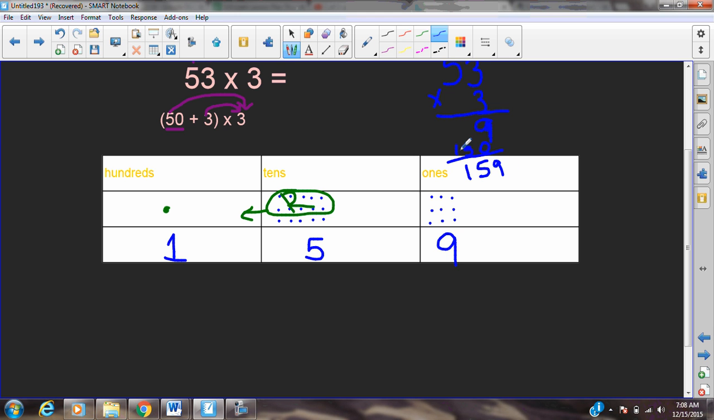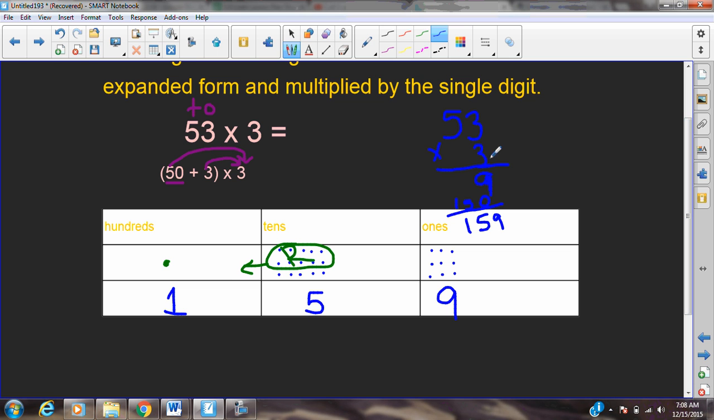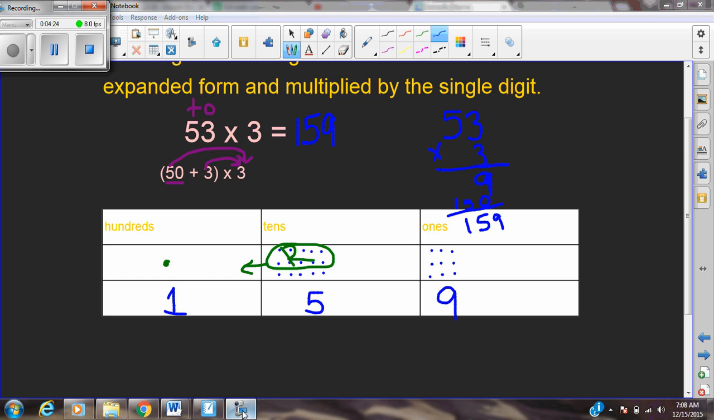I'm adding 9 plus 150. The 9 is what I got from multiplying 3 times 3. So 53 times 3 is 159. And you can see that clearly here in the place value chart, how it all works. And so this is multiplying a 2-digit number by a 1-digit number, and we were able to prove our work by showing this picture here. So when you are going to show your work, you're going to do the same thing.